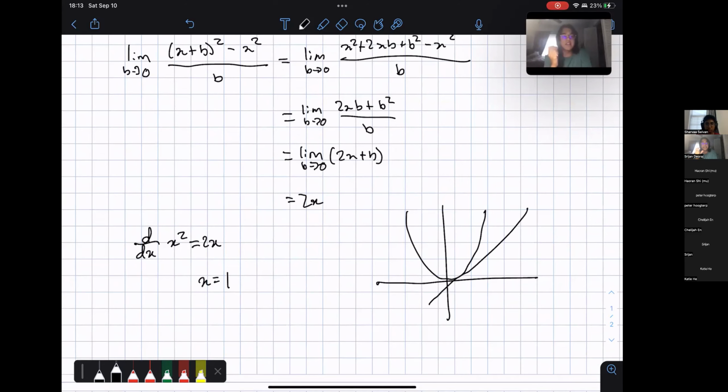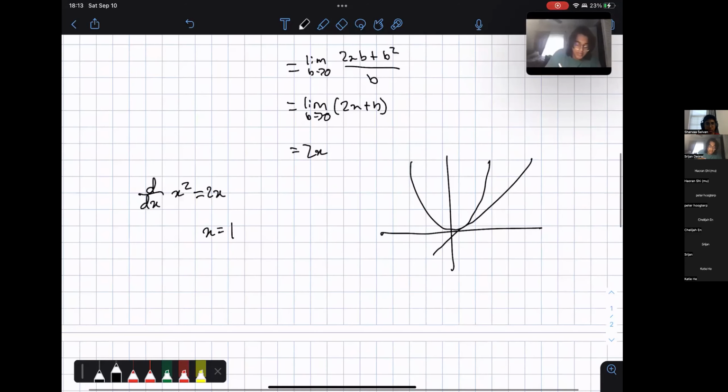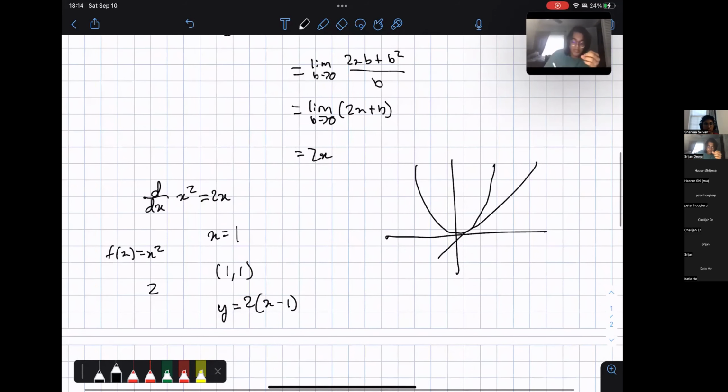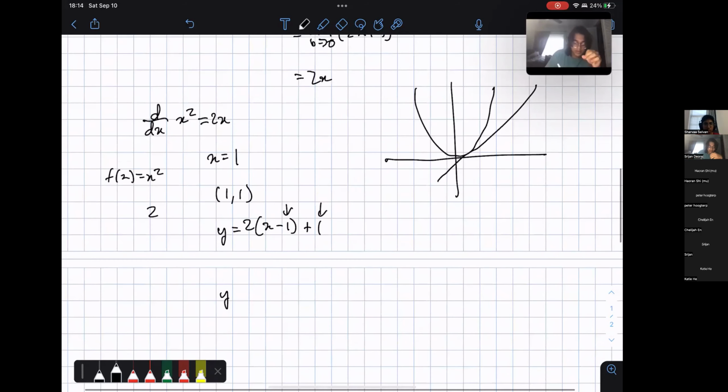And so if we want to actually find the tangent line itself, at x equals 1, we know that it passes through (1, 1), because f of x is equal to x squared. And the derivative at x equals 1 is 2. So the equation of the line will have a slope of 2. And using the point slope formula, we get y is equal to 2 times (x minus 1) plus 1, because it passes through (1, 1). And so the equation of the tangent line is y equals 2x minus 1.